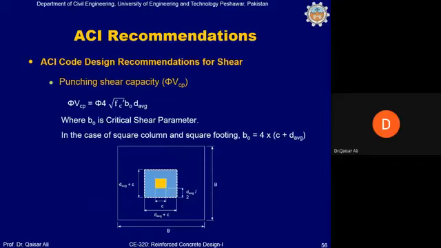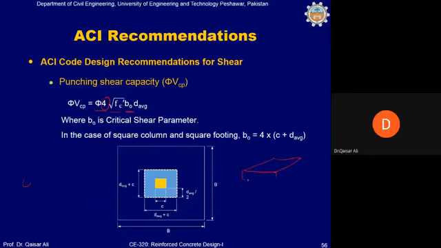Okay, then the punching shear capacity. In the case of a beam, you have seen that it was 5.2 √fc' bw d. But there are two changes. One, the 2 factor has been replaced by 4. And instead of bw, now we have b naught, because the punching shear area is now b naught times d average.